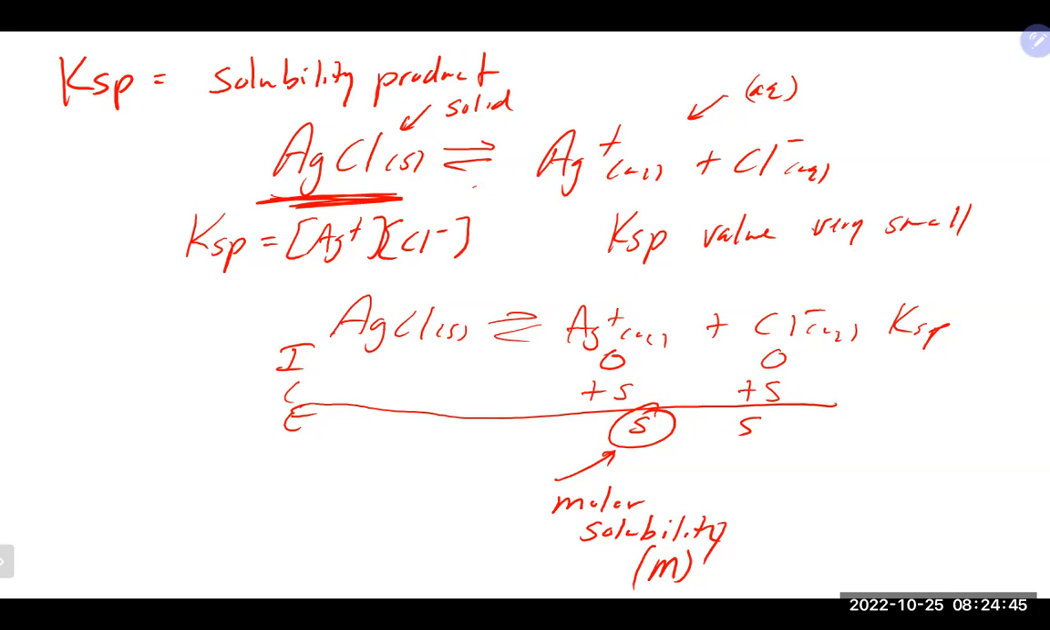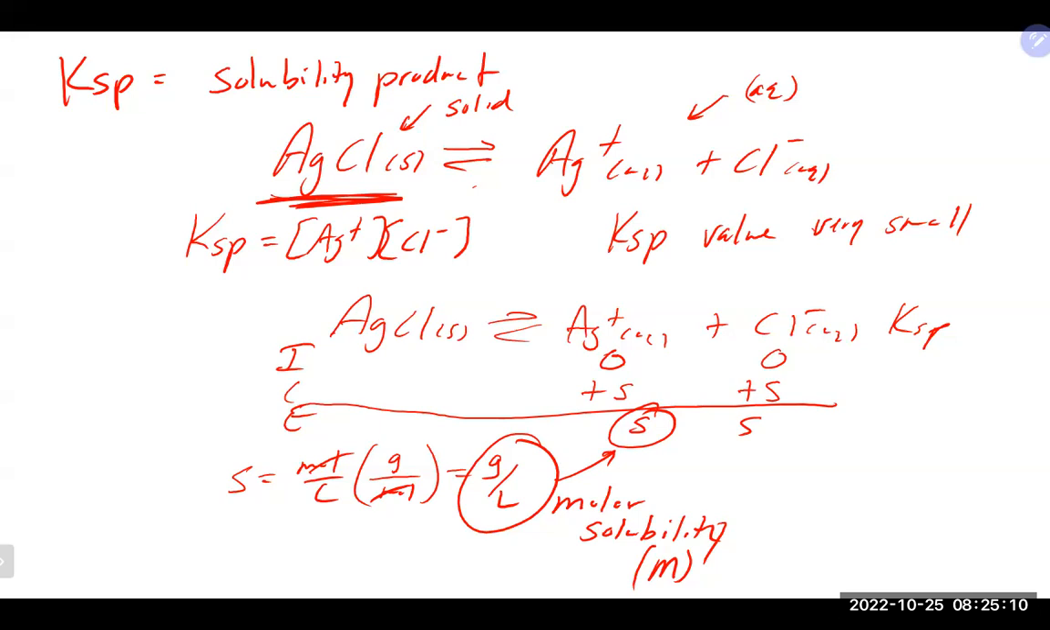If we wanted solubility in grams per liter, when you solve for S, that is basically our moles per liter. Using our molar mass, we can go from moles per liter to grams per liter, which is a very common solubility unit, how many grams you can dissolve in a liter.